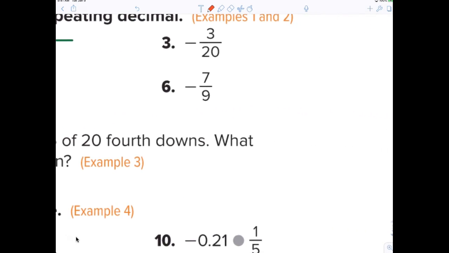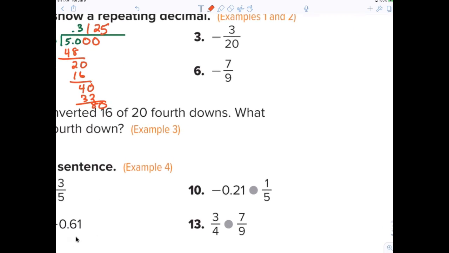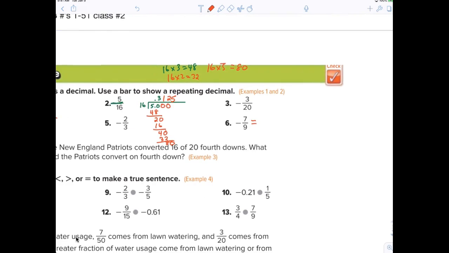Okay, now question number 6. I need you to take a quick look at number 6. Who remembers from last year, when you divide by 9, do you remember what it was? There's a pattern to it, exactly correct. 7/9, do you remember what it was? No, actually, let's go off to the side here.